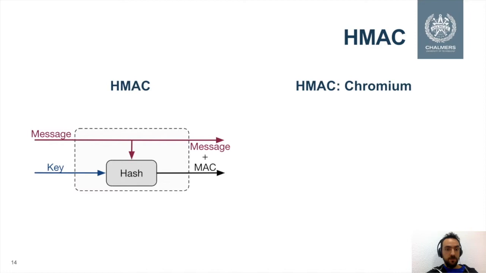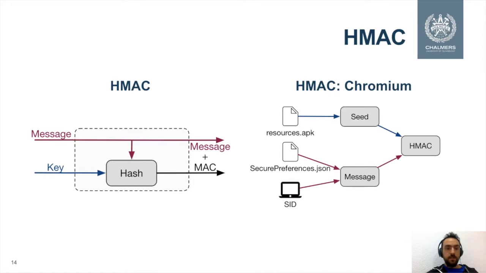So the HMAC is basically a hash function computed from two values, a message and a randomly generated key or seed. And how is this implemented in Chromium? Well, this HMAC is computed from a seed stored in a file called resources.pak, while the message is a string composed of some parts of the Secure Preferences file. And also, depending on the operating system the user is on, it might also have a prefix like the Windows SID.